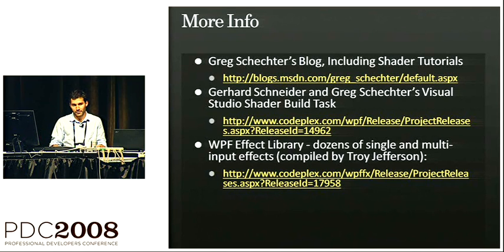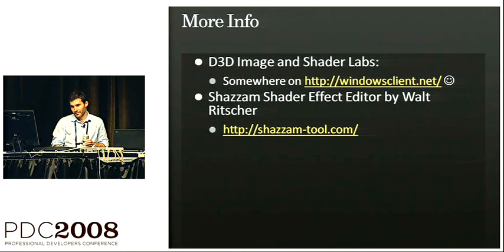We've published an effects library. It was the result of work from a lot of our devs and testers. It was compiled by Troy Jefferson, who was an intern who worked with us for a few months. You can get that from CodePlex. You can get the D3D image and shader labs somewhere on windowsclient.net. I'm told they're in windowsclient.net/WPF. So go there, and you should, if not now, very soon be able to find this stuff. And there's a pixel shader editor that allows you to edit shaders in real time and try them out, called Shazam, that I've used very briefly, but it seemed pretty hot, so I'm plugging it here. So go ahead and download that if you're interested in playing around with shaders.